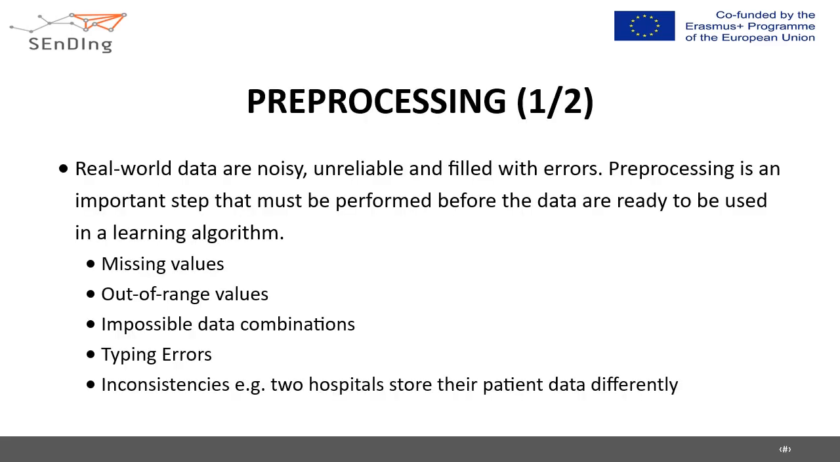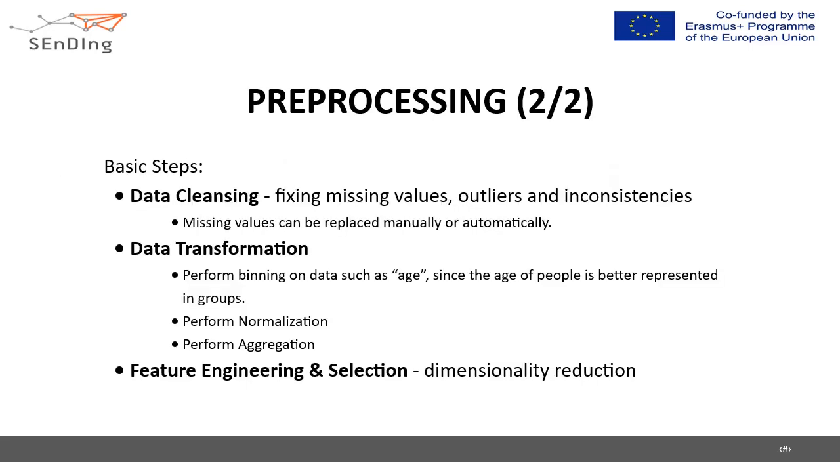Real-world data are noisy, unreliable, and filled with errors. Pre-processing is an important step that must be performed before the data are ready to be used in a learning algorithm. Missing values. Out-of-range values. Impossible data combinations. Typing errors. Inconsistencies.